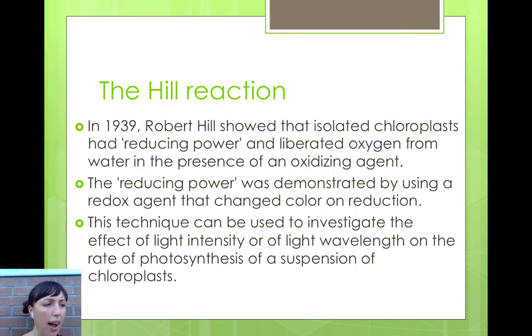So the Hill reaction: in 1939, Robert Hill showed that isolated chloroplasts had a reducing power and liberated oxygen from water in the presence of an oxidizing agent. The reducing power was demonstrated by using a redox agent that changed color upon being reduced. This technique can be used to investigate the effect of light intensity or of light wavelength on the rate of photosynthesis of a suspension of chloroplasts.